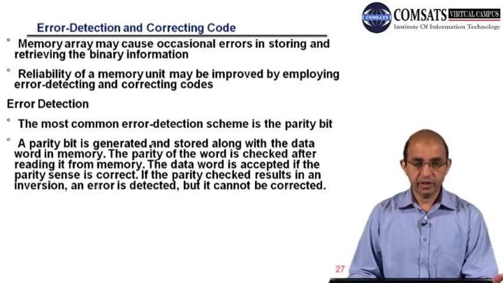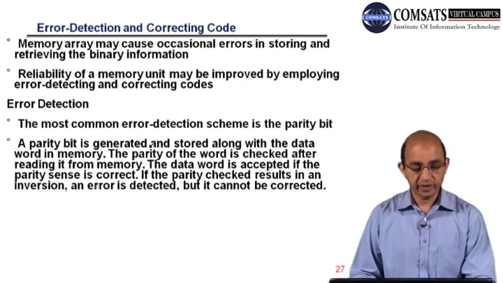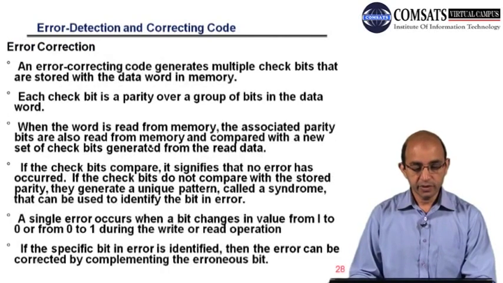We check the parity, and if the parity check is correct, it means our data is correct. And if there is some error, we can find out that there is some problem with the data. So this is error detection. We need to do something else in order to rectify that error.